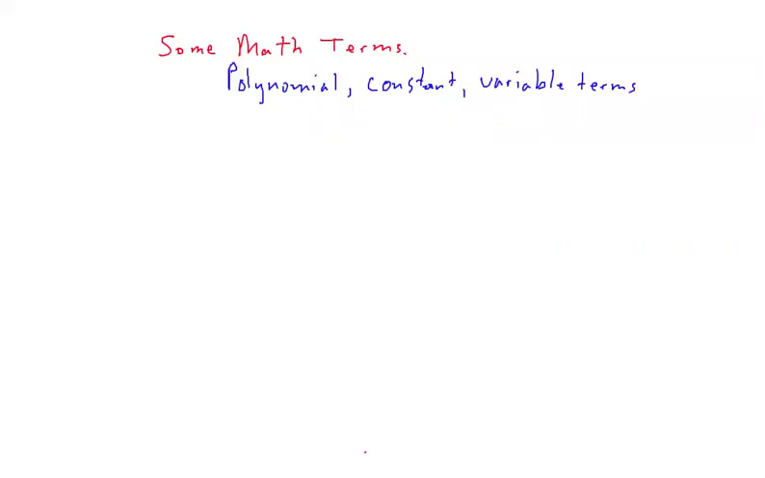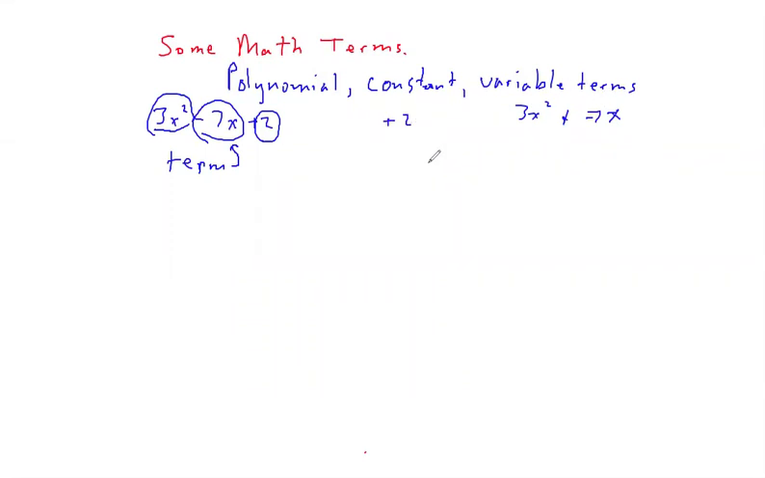Today we're going to look at some basic math terms. This is a polynomial. This is a three-term polynomial. Each one of these parts of the polynomial, the 3x squared, the negative 7x, and the plus 2, are all called terms. These two terms, 3x squared and negative 7x, are called variable terms, and plus 2 is called the constant term.